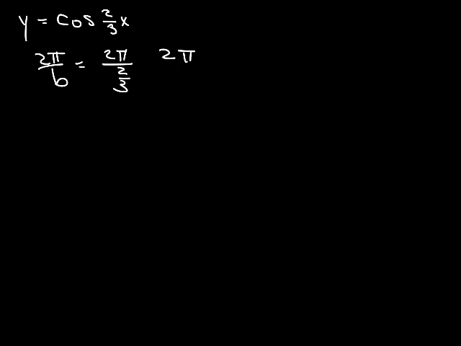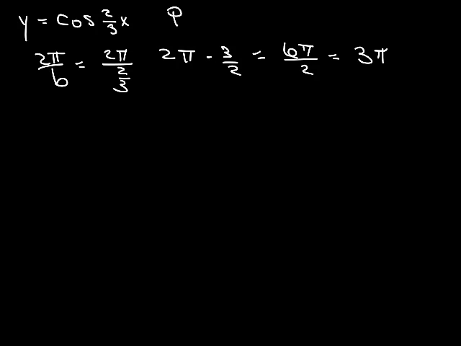So we have y equals the cosine of 2/3 x, and they want us to graph that over one period. Okay, so let's see what we can find here. The period for this is going to be 2 pi over b, which in this case is 2 pi over 2/3. So we're going to invert that, so it becomes 2 pi times 3 over 2, which equals 6 pi over 2, which equals 3 pi. So that ends up being our period.